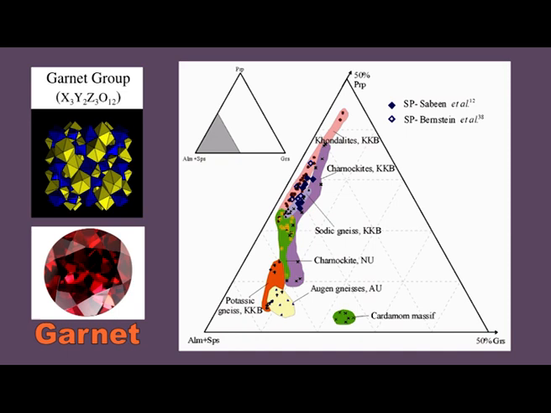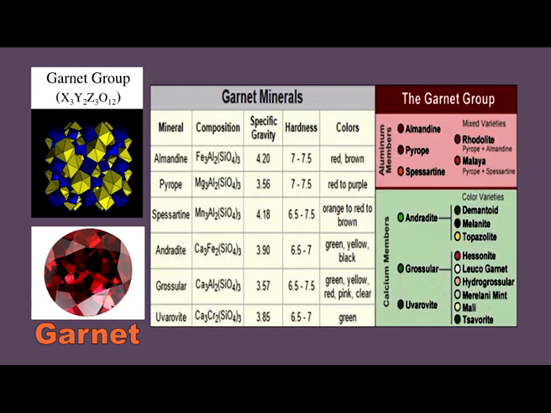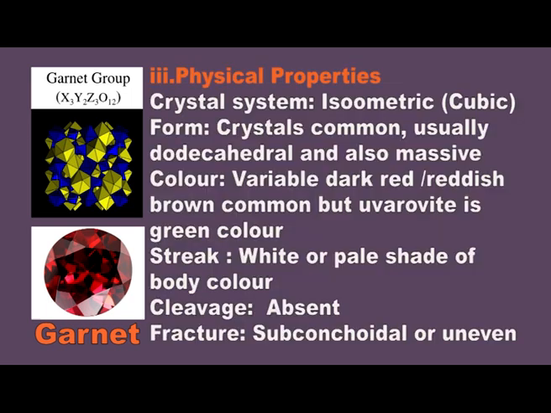Ferrous iron and magnesium are interchangeable, and a series of intermediate compositions are known between almandine and pyrope and between grossular and andradite. The difference in ionic size between calcium on one hand and Fe2+ and Mg on the other results in limited substitution, and a wide composition gap exists between grossular and andradite on one hand and almandine, pyrope and spessartine on the other. Physical properties: crystal system isometric, cubic; form crystals common, usually dodecahedral, and also massive.